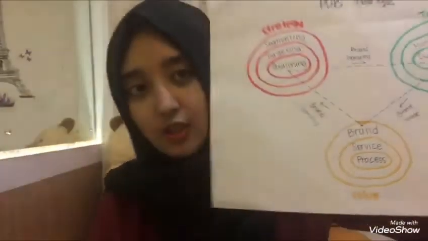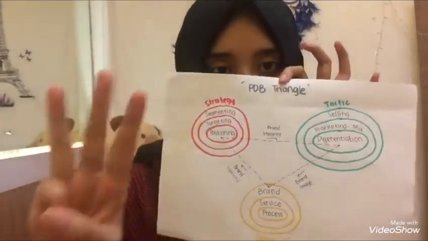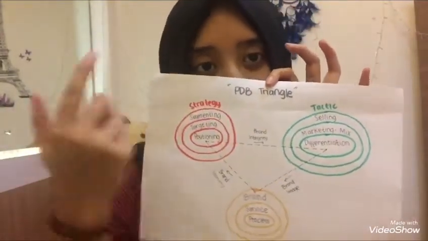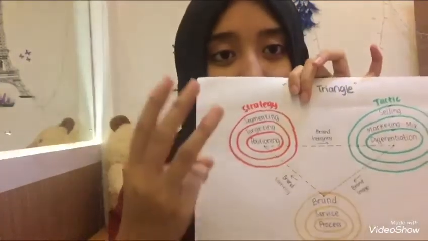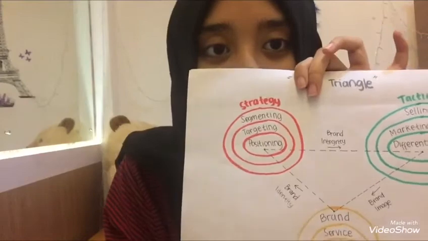In this video, I want to tell you about the PDB triangle. In this PDB triangle, there are three sections. First is strategy, tactic, and value. In the strategy, there are 3 points. First is segmentation, targeting, and positioning.